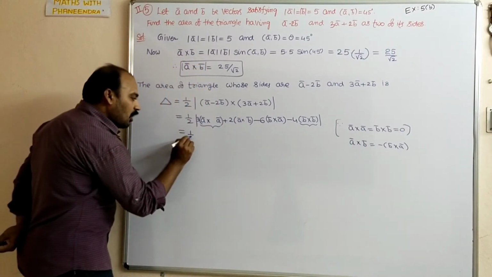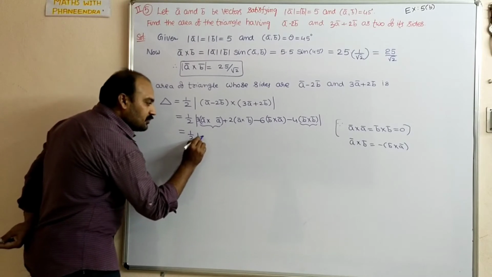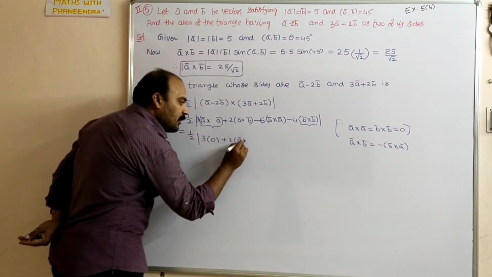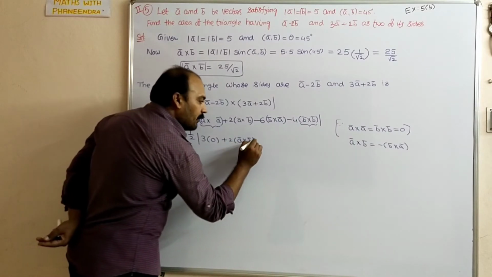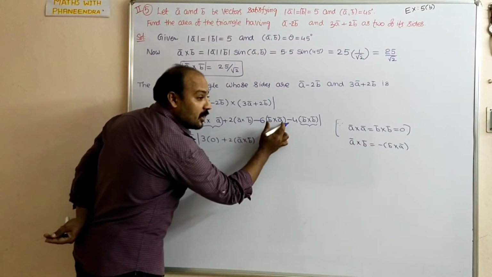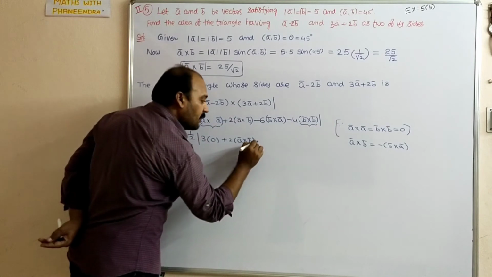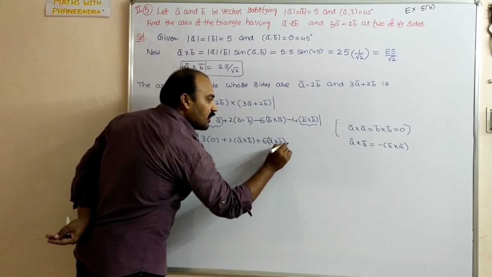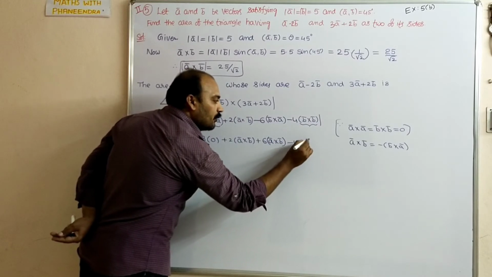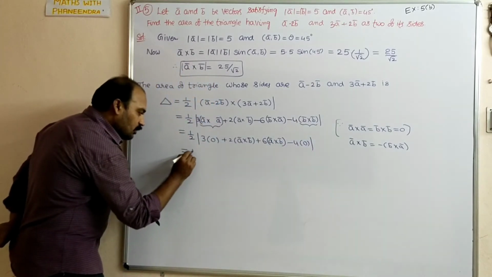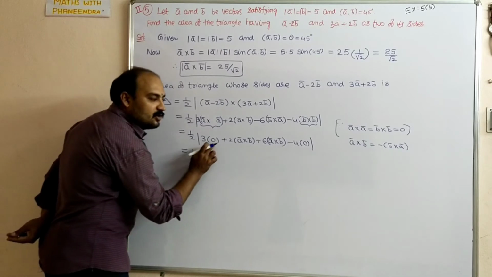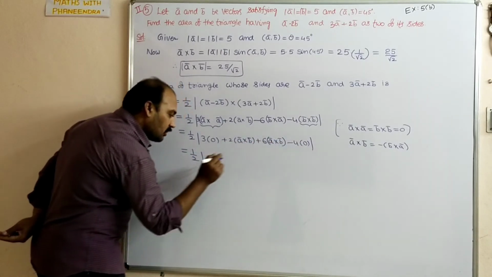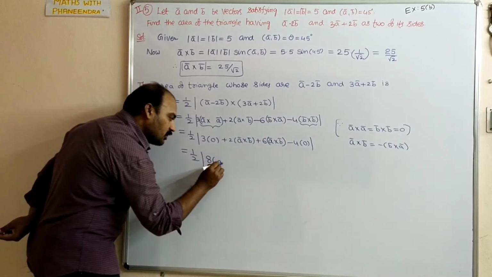So it will become half into 3 into 0 plus 2 into A bar cross B bar, minus 6 times B bar cross A bar, which we can write as plus 6 into A bar cross B bar, minus 4 into 0. Which is equal to half into this value 0, this value 0, 2 into A bar cross B bar plus 6 into A bar cross B bar. So 8 into A bar cross B bar.